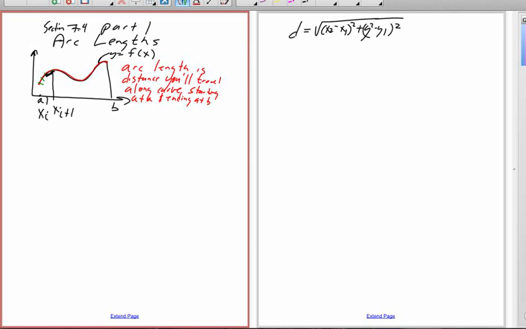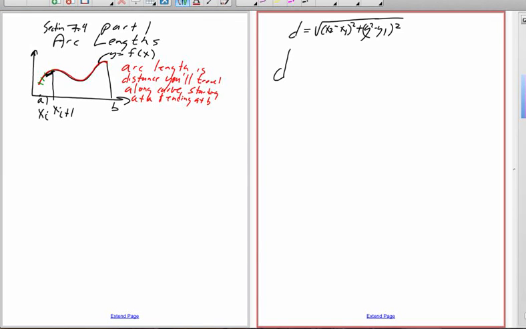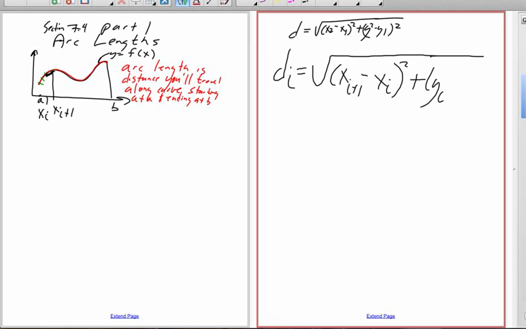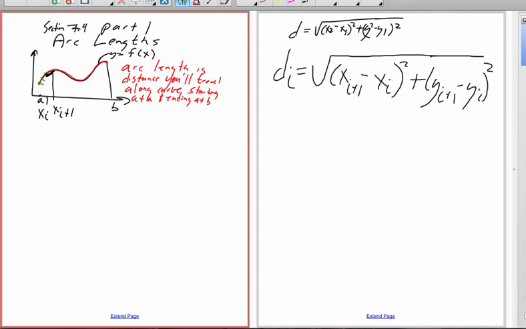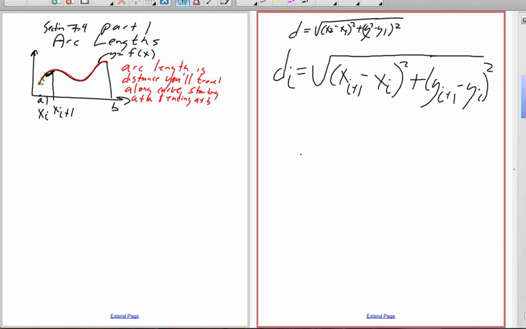So basically, the distance along this little piece of my curve on that straight line is going to be the square root of x sub i plus 1 minus x sub i squared plus y sub i plus 1 minus y sub i squared. And that's an individual piece. It doesn't matter where it is. This is just an individual little piece of this thing.